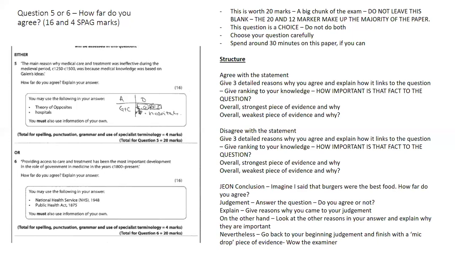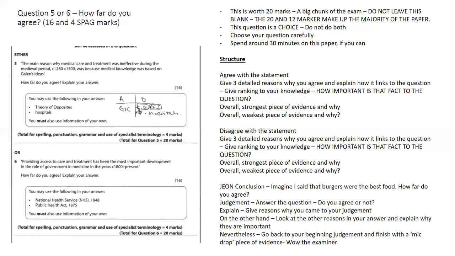Then at the end of the agree paragraph, overall, what's the strongest piece of evidence for the question and why? And what's the weakest piece of evidence for the question and why? Really think about that. Don't just do it as a robotic answer. You genuinely have to say why you think it's a strong piece of evidence and a weak piece of evidence.